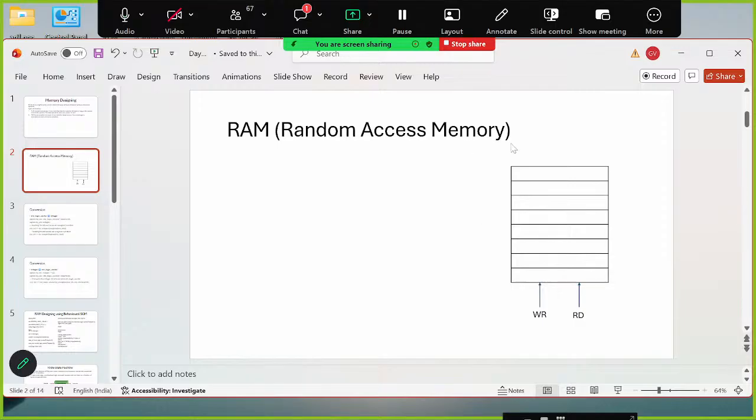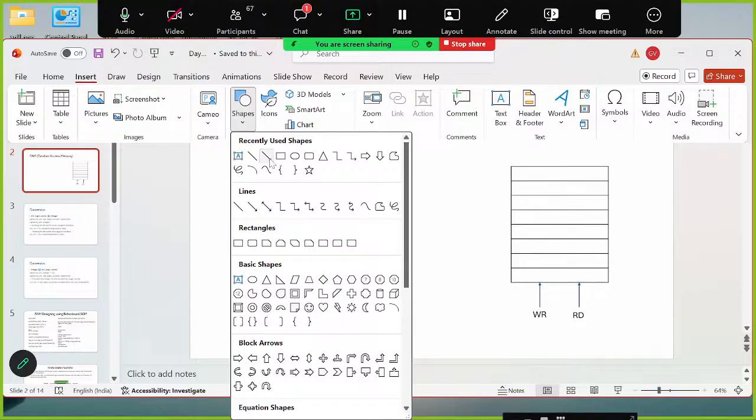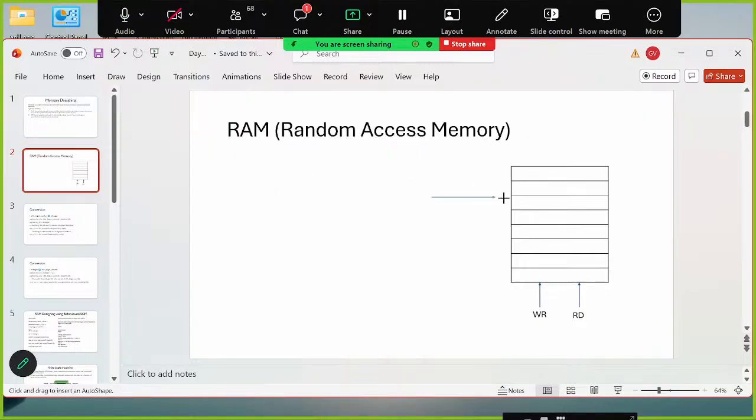Another thing that we need is the data lines, so that we can store the data through them. So there is one input which is called data lines, your data input. You can call it the data lines, anything. Any other thing we need in memory?